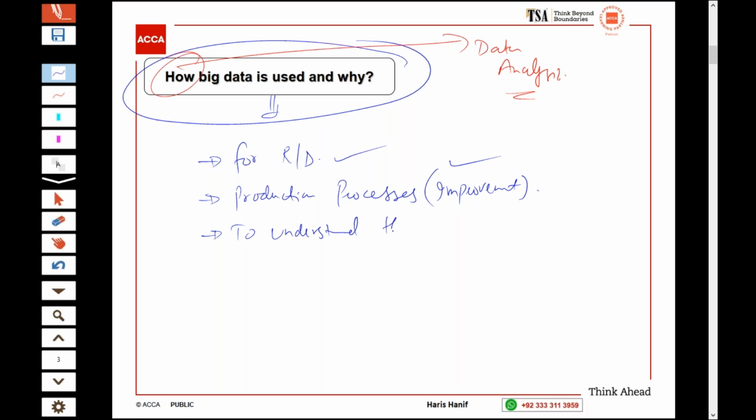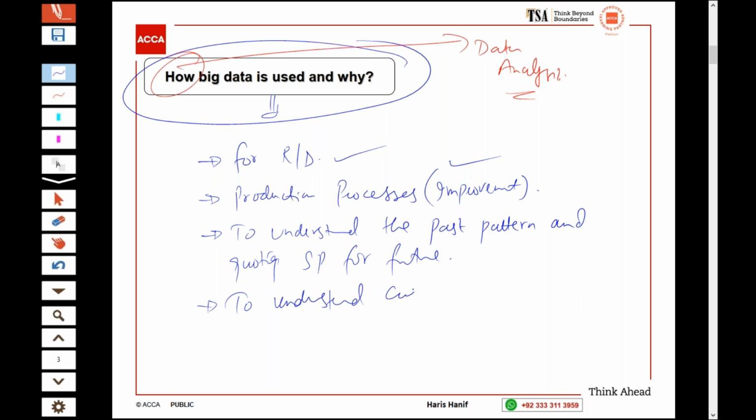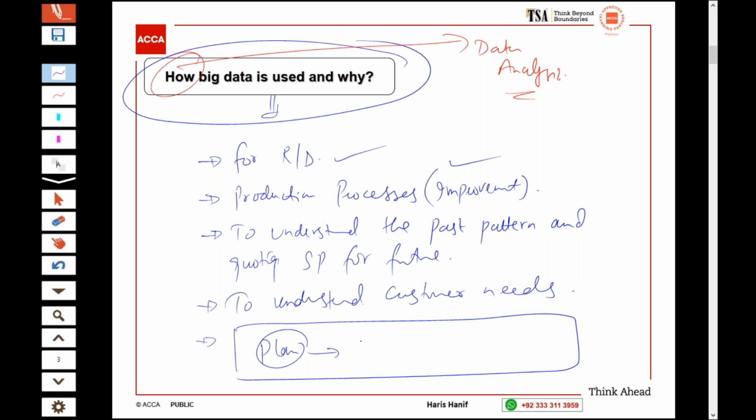to understand the past pattern, and quoting selling price for the future, to understand the customer needs, and simply for planning, controlling and decision making. Planning, controlling and decision making. This is why you are using the big data.